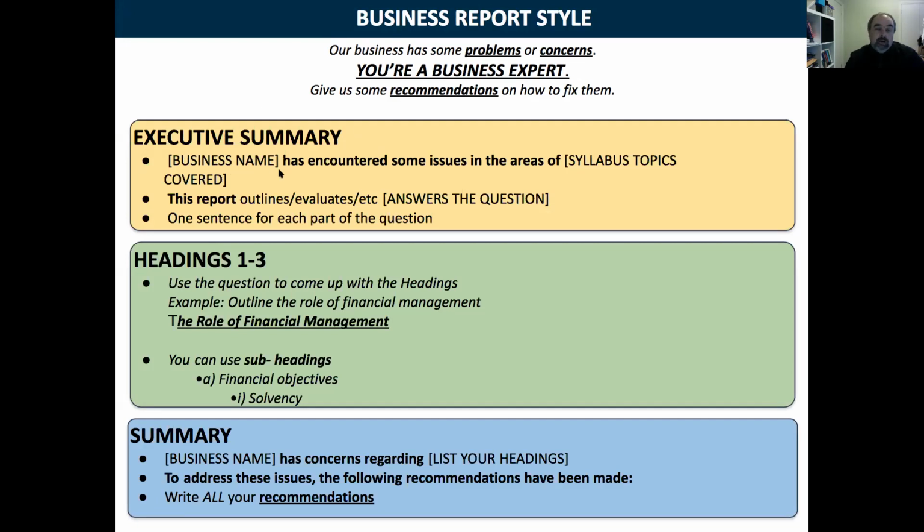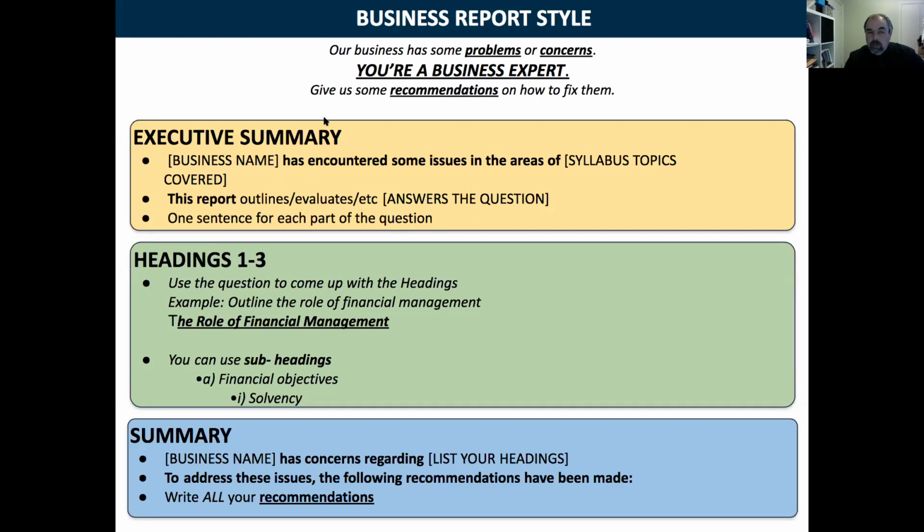In the past, they tend to select businesses that HSC students would have a bit of an idea around. So we've had pizza, we've had juice, we've had mobile phone companies, etc. And you just need to keep using the business name. Again, it's a little trick to show that you're referring to the stimulus. This report outlines and evaluates.